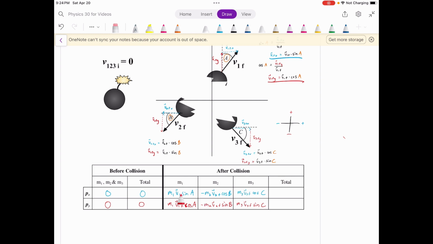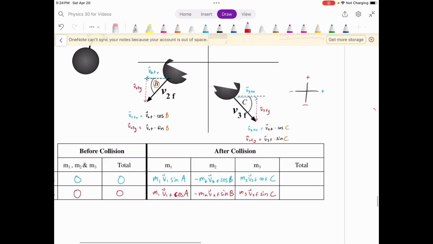Right? Sorry, I realized I forgot to use the sine A and cos A that we found, right? I just had it as V1 final X, but we figured out that V1 final X is just V1 final times the sine of A. So I just fixed those ones, right? And then added these ones in. Oops, I forgot something. Do you see something important I forgot? In mass 3, specifically its Y component, what did I forget?